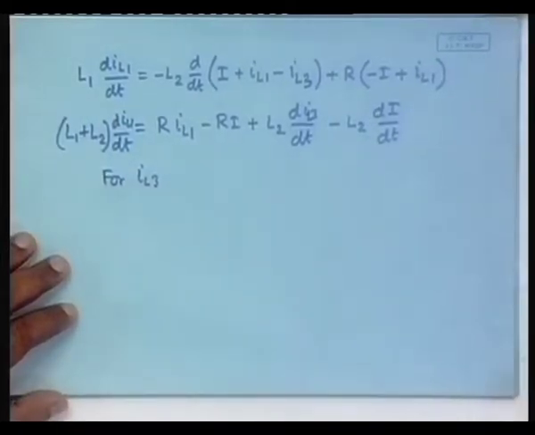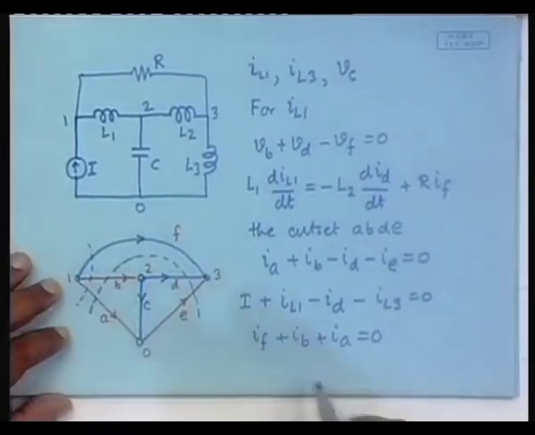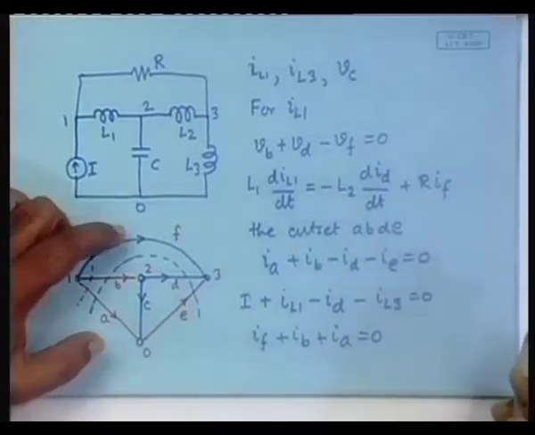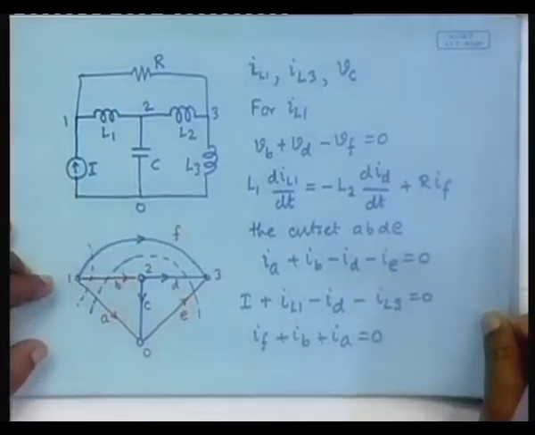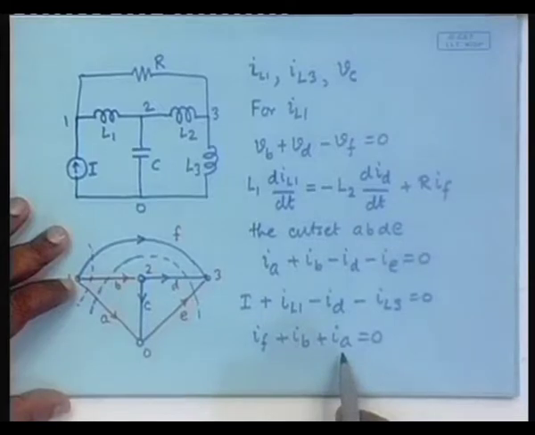Sir, in the first equation, R minus plus I minus IL1. Let us see, IF plus IB plus IA is equal to 0. The last term you are talking about, right? So we wanted to find out IF. One will be plus. IA is minus I. So IF will be equal to I minus IL1.